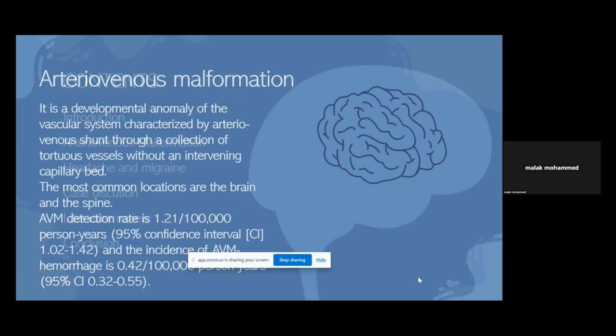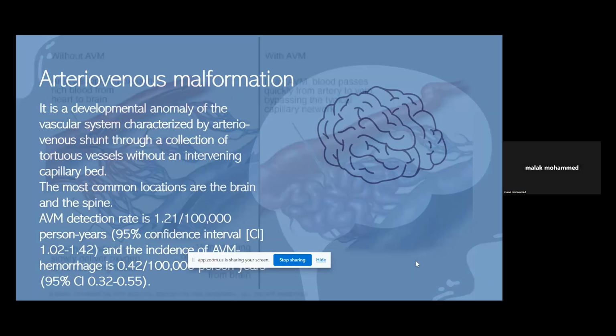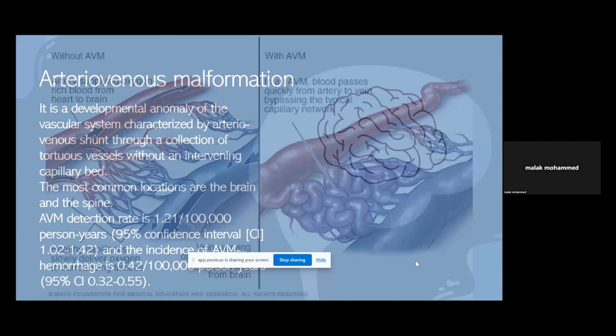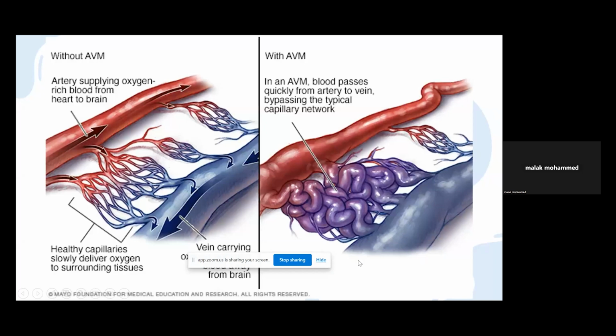AVM detection rate is 1.2 in every 100,000 persons per year, and the incidence of hemorrhage is 0.2 in every 100,000. Here we can see the difference between the normal capillary beds between the arteries and the veins, and the AVM. It's a tortuous area with very tangled blood vessels, and we can note that it's maybe edematous. It could easily rupture, leading to hemorrhage.